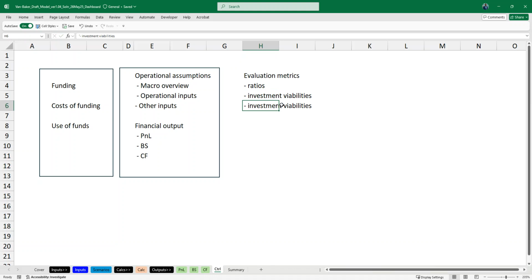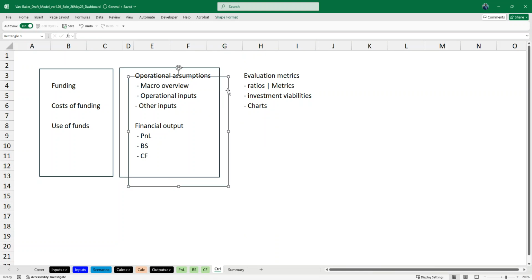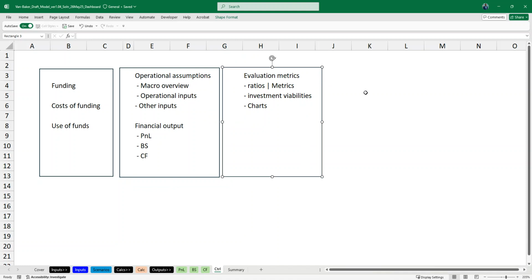Then maybe we now want to have our charts. All those can come in here. So ratios and metrics, then we can also have our charts as well. I think this will be a very good story, and easy to tell from our summary worksheets.